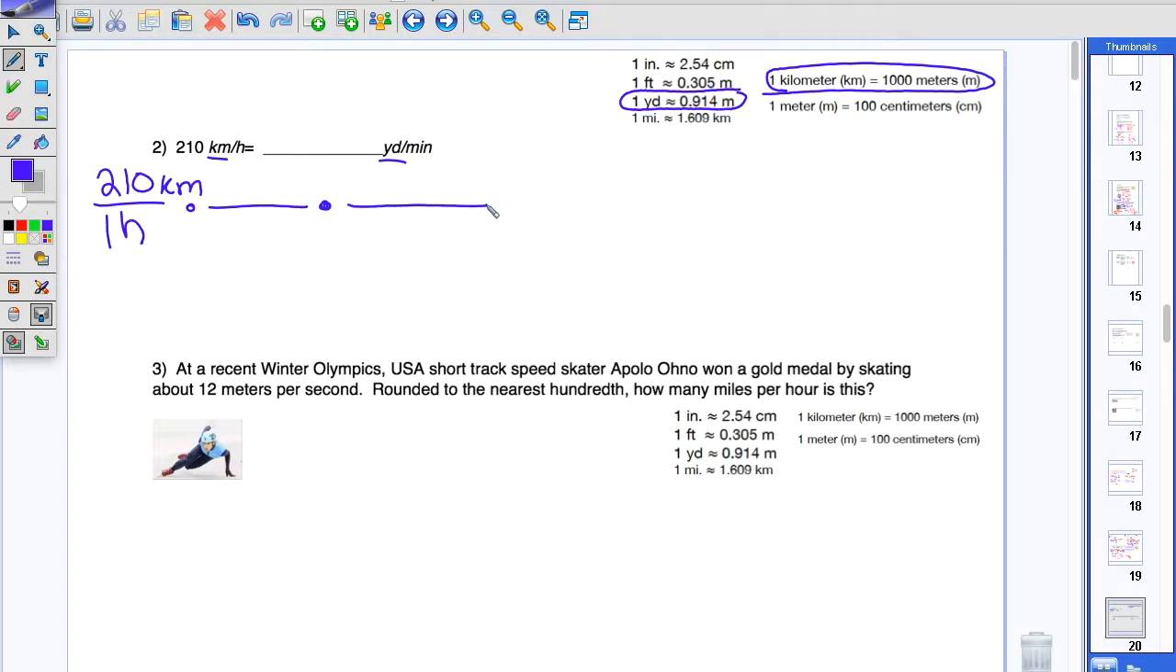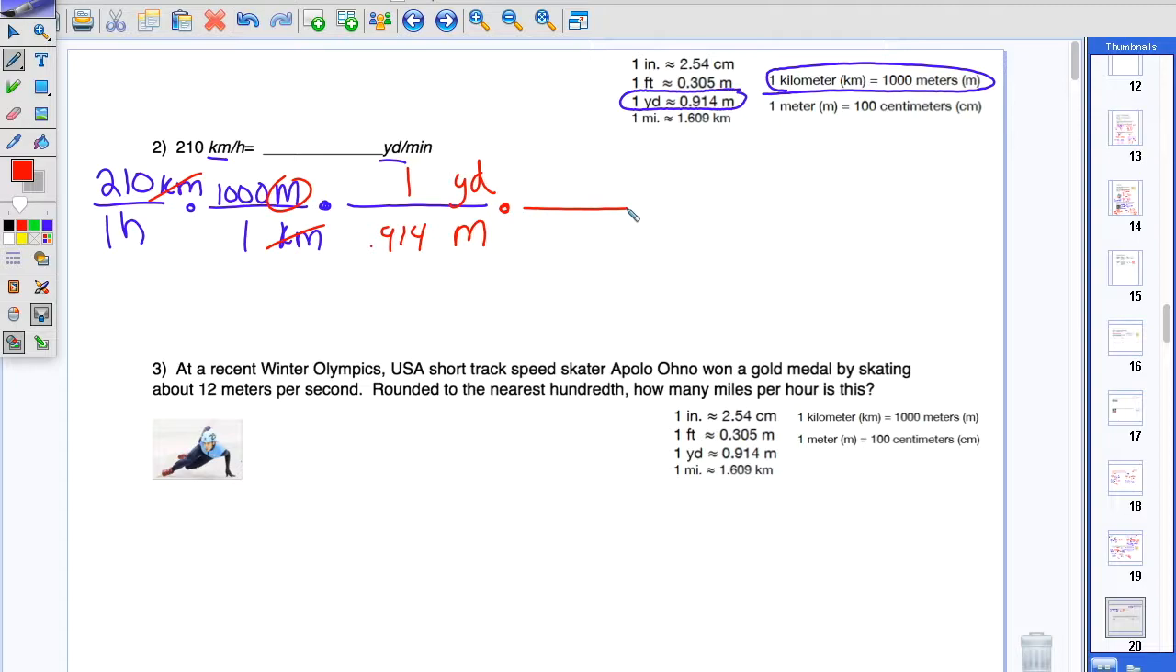So let's start with our kilometers. We're going from kilometers, and then it would have to be to meters. So that would be 1 kilometer is equal to 1,000 meters. When we cross off our kilometers, we're not at yards yet, we're at meters. So now this is where we use the meters in the denominator, yards in the numerator. So 1 yard is equal to 0.914 meters.